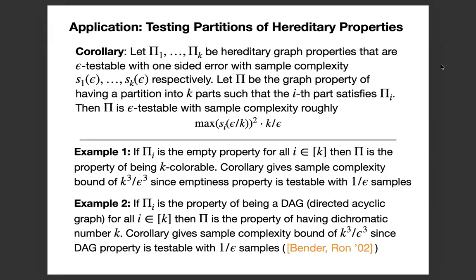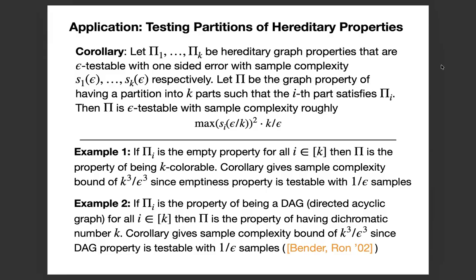And in fact, this also works for directed graphs too. So there's this natural generalization of k-colorability to the k dichromatic number, which is, instead of can you split your graph into independent sets, we're saying can you split your graph up into directed acyclic graphs. This is the directed analog.